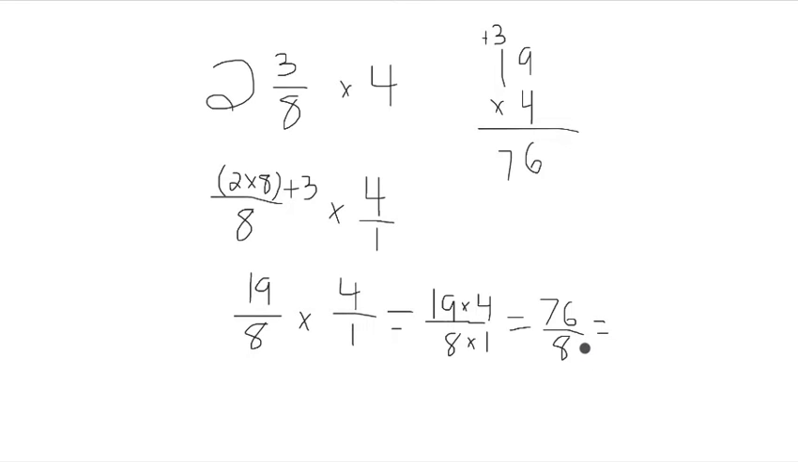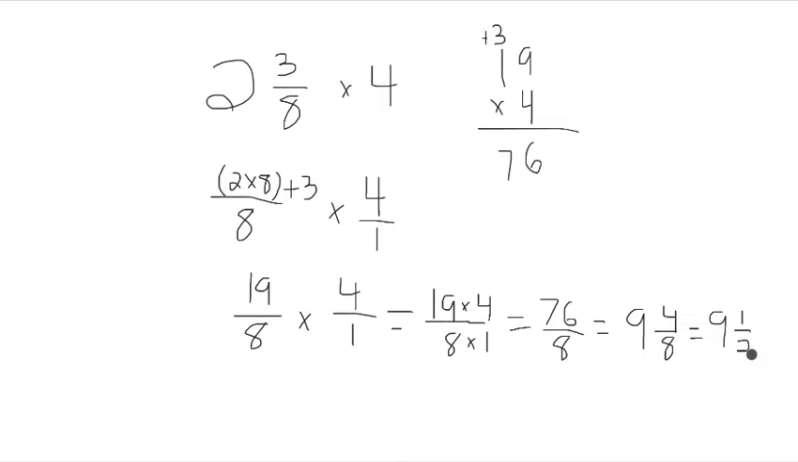Again, I know how many times 8 goes into 76. 8 goes into 76 9 times. 8 times 9 is 72. And again, my denominator is going to stay the same. So 76 minus 72 is 4. So it would be 9 and 4/8. And both 4 and 8 are divisible by 4. So that would be 9 and 1/2.